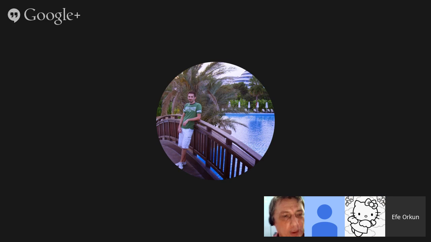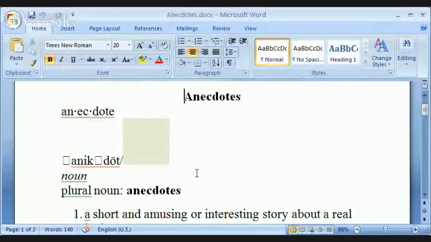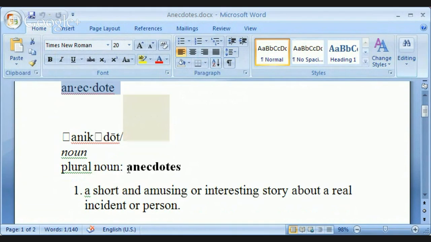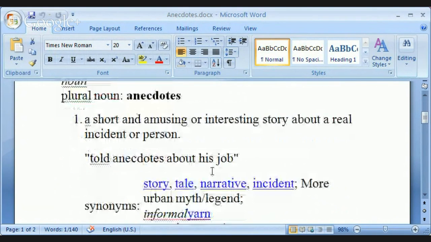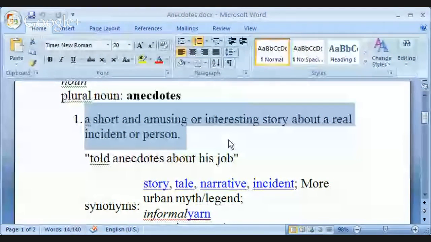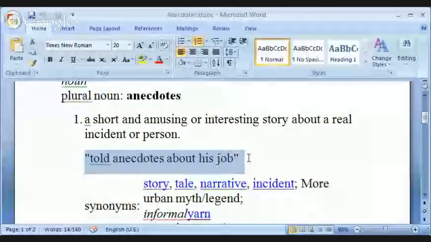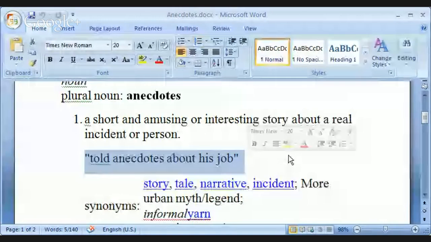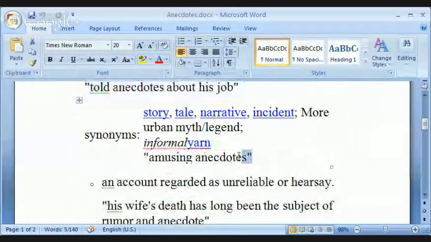So our topic basically today is anecdotes. Just to be clear, let's look at the definition of anecdote. Three syllables. Anecdote. Plural noun, anecdotes. The most normal, common meaning for anecdote is number 1 here: a short, amusing, or interesting story about a real incident or person. That's what we're going to be doing. So in a phrase, he told anecdotes about his job. Little stories about his job. Common collocation: amusing anecdotes.